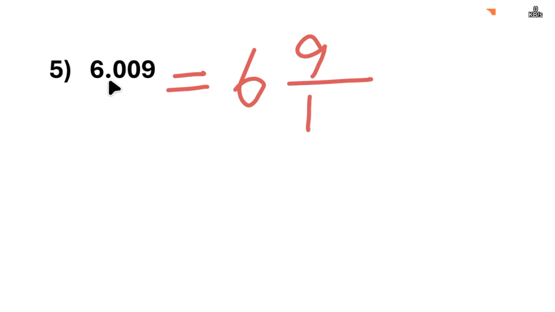The next decimal is 6.009. We have to convert this decimal number into the fraction. In whole part, 6 is there. 6 and 9 divided by denominator, we have to put 1. Then we have to count the number of digits in decimal part. There are 3 digits. So we have to add 3 zeros. 6 and 9 by 1000. We cannot simplify this fraction. That's the simplest form. So the fraction for 6.009 is 6 and 9 by 1000.